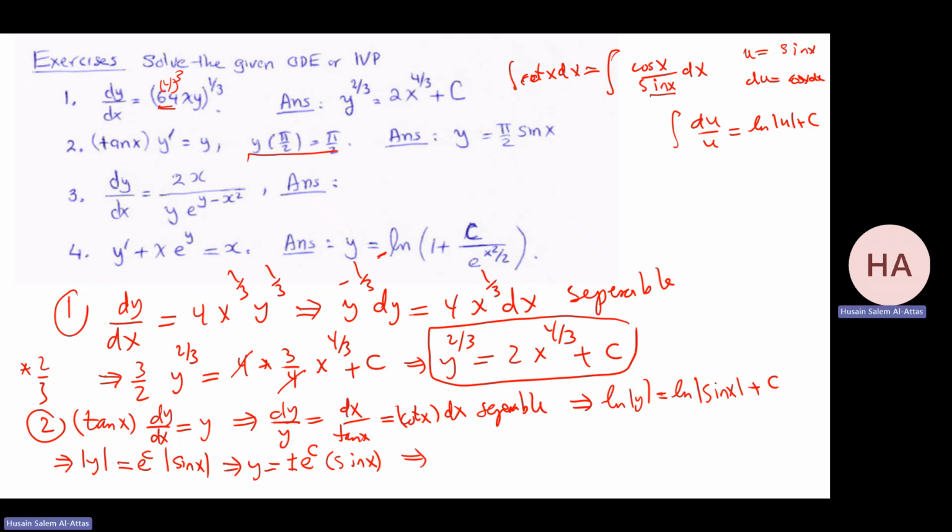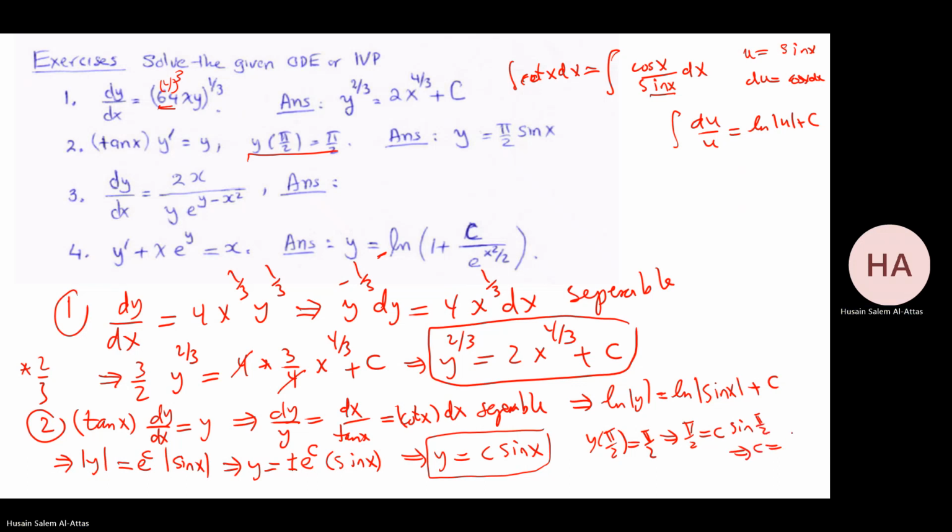So that means we can write y = c sin x. This is my solution of this equation. Now I will have y at pi over 2 equals pi over 2. So I have pi over 2 equals c sin(pi over 2), which is 1. So c equals pi over 2. So my solution is y = (pi over 2) sin x. That will be my final answer.